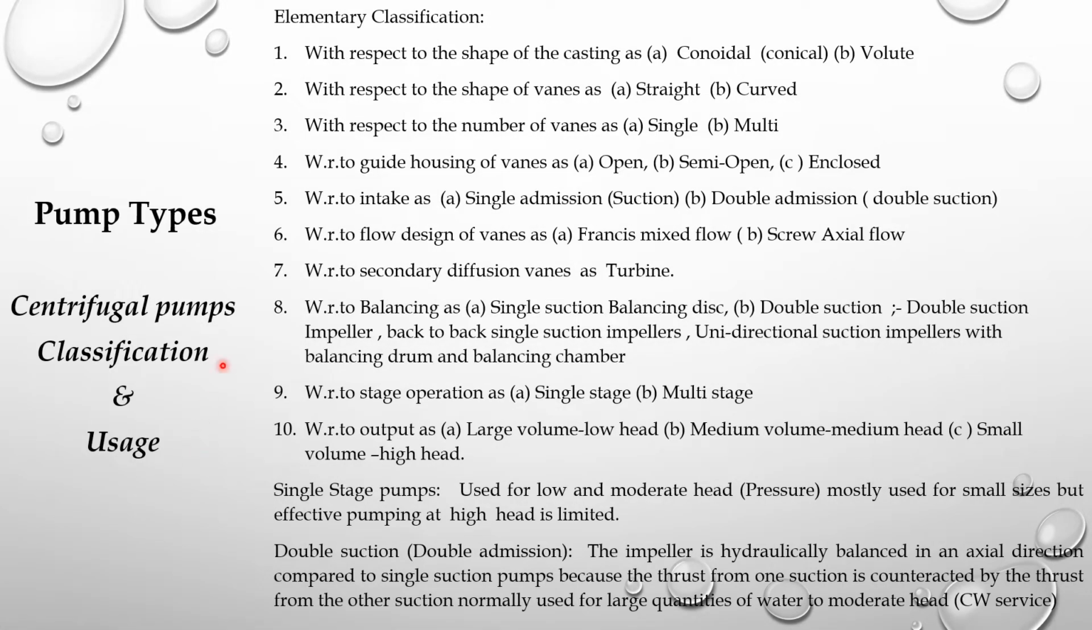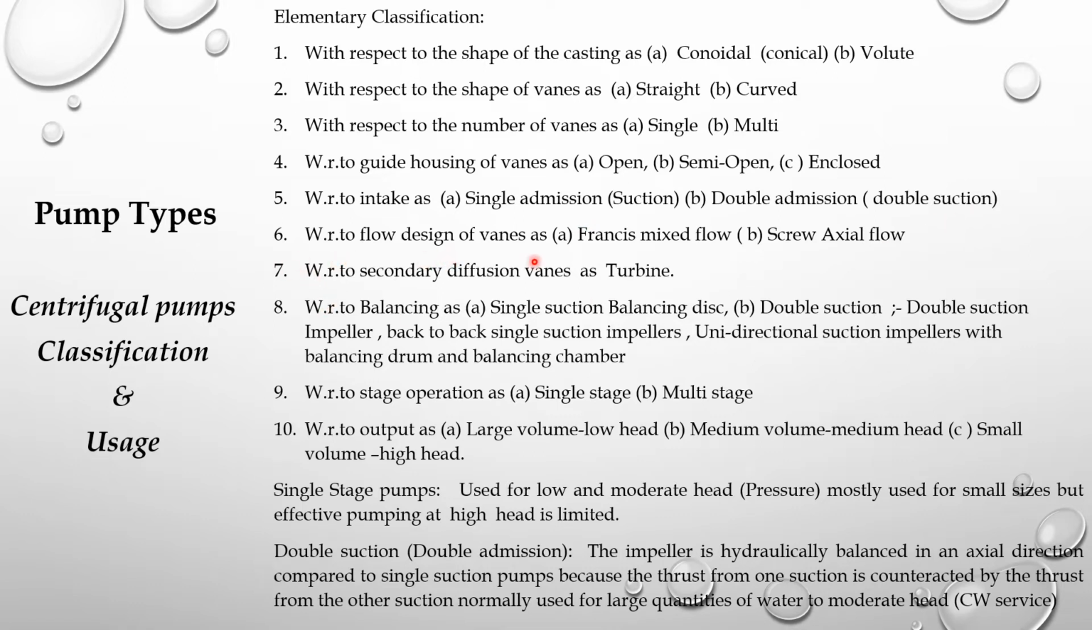Now we can see the centrifugal pump classification and the usage. Elementary classification will be like this. With respect to the shape of the casing: conoidal, conical shape or volute shape. With respect to the shape of the vanes: straight or curved vanes. With respect to the number of vanes: single or multiple vanes. With respect to guide housing of vanes: open type, semi-open type or enclosed type of vanes. With respect to intake: single admission, single suction or double admission, double suction.